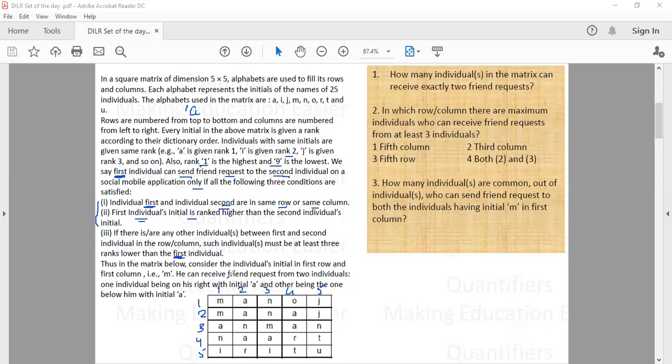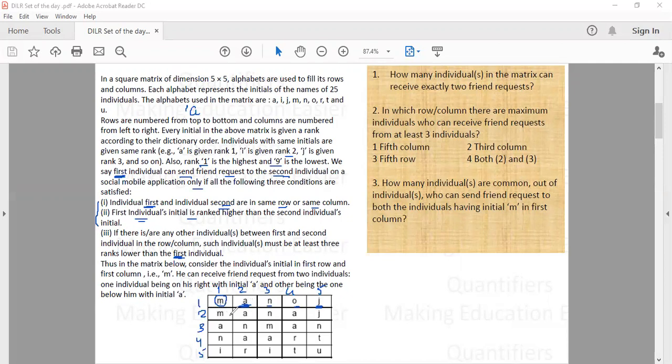So in this matrix, consider the individual's initial in the first row and first column, the person M here. Now this person can receive a friend request from A because A is ranked higher than him. N is ranked below M, O is ranked below M. Although J is above M in rank, there are 3 individuals between J and M, and A is not 3 ranks below J. So J cannot send the request to M. So M can only receive a request from A.